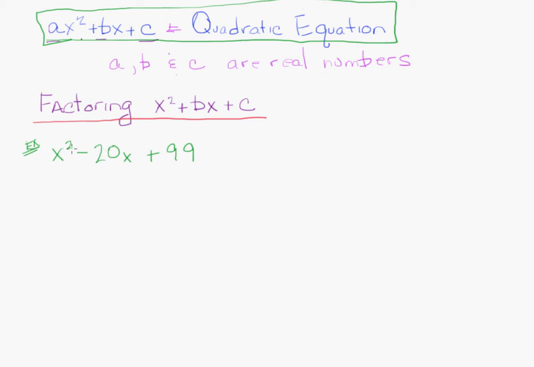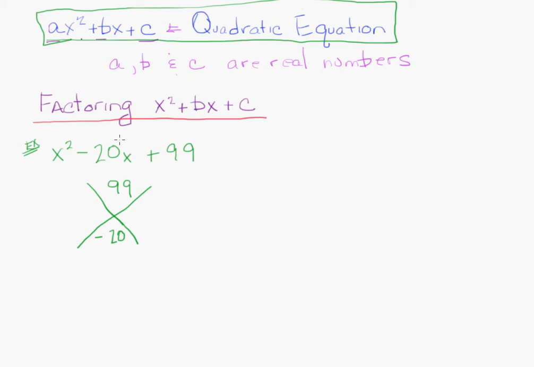So what we're going to do is first we're going to make a cross. And at the top of the cross, we're going to put the 99. And at the bottom of the cross, we're going to put the negative 20. And we're going to use this cross to think about these numbers. And we're going to say, what multiplies to 99 and adds to negative 20?